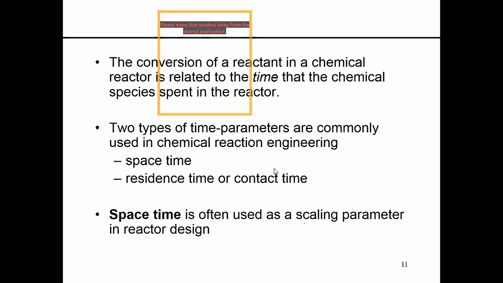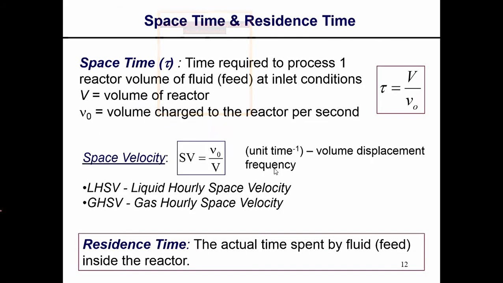Space time is often used as a scaling parameter in reactor design. So what is space time? Space time is the time required for one process volume of reactor at inlet conditions to finish. So the definition of space time is reactor volume over the volume charged to the reactor per second. Meaning how long is the time required for one volume of inlet to finish.